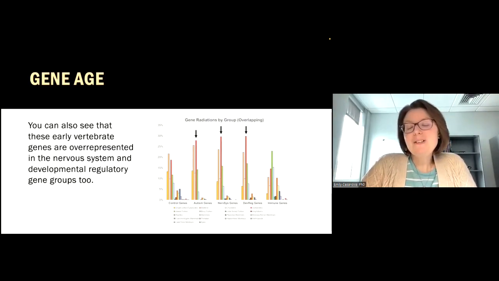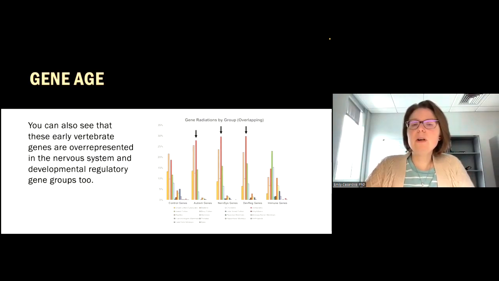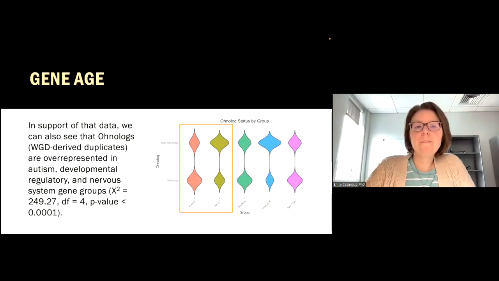Otherwise they wouldn't be associated with autism. So this is really interesting. We're continuing to work on this, but this is something that seems to typify not only the autism genes, but also nervous system and developmental genes in general.